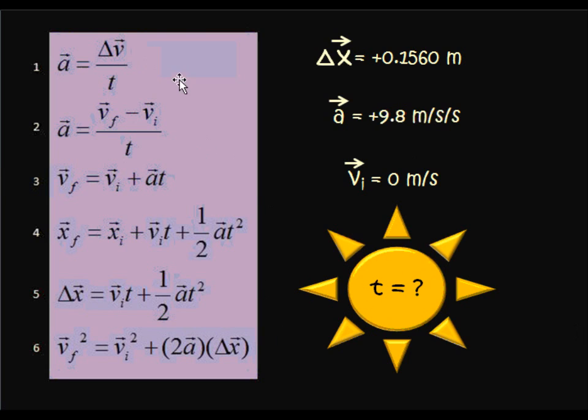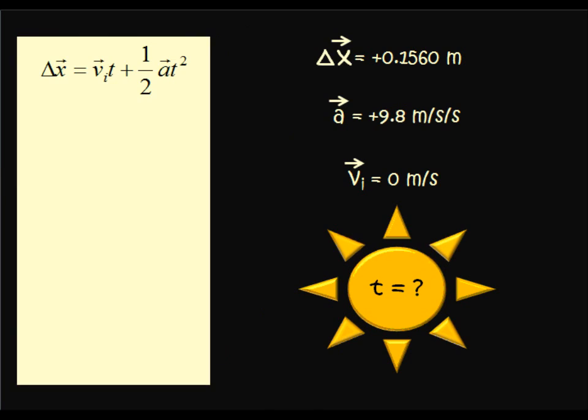And if we look around, that would be equation number 5. Equation number 5, which says delta x, or displacement, equals initial velocity times time plus 1/2 times acceleration times time squared. So we'll use this formula to try to solve for time. So here is our formula. Delta x equals initial velocity times time plus 1/2 times acceleration times time squared.